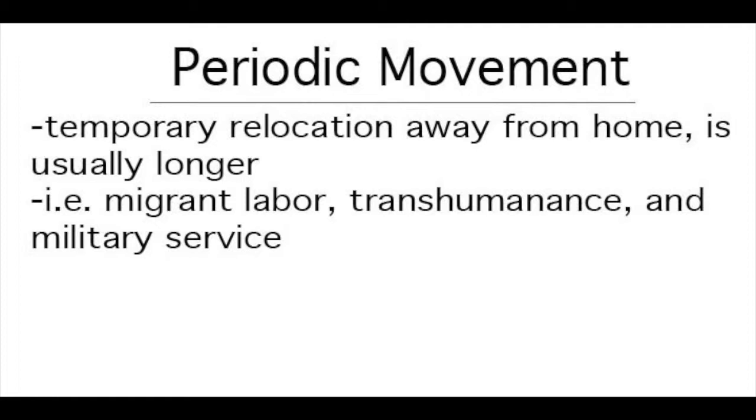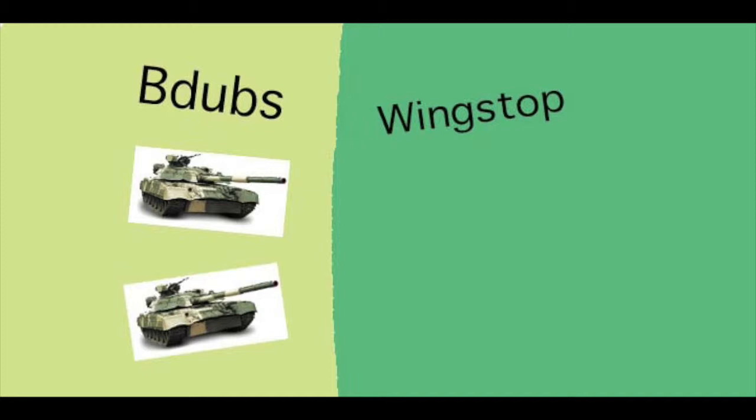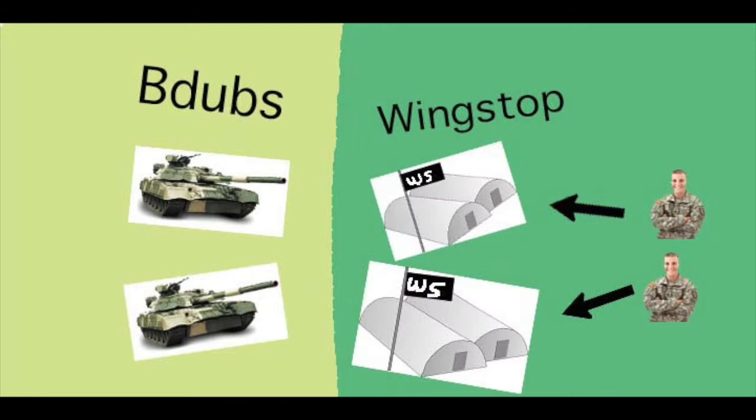Another type of periodic movement is military service. Let's just say B-dubs launched an attack on Wingstop. Many military members will be moved to bases near the border until B-dubs realizes it's bad and backs off.